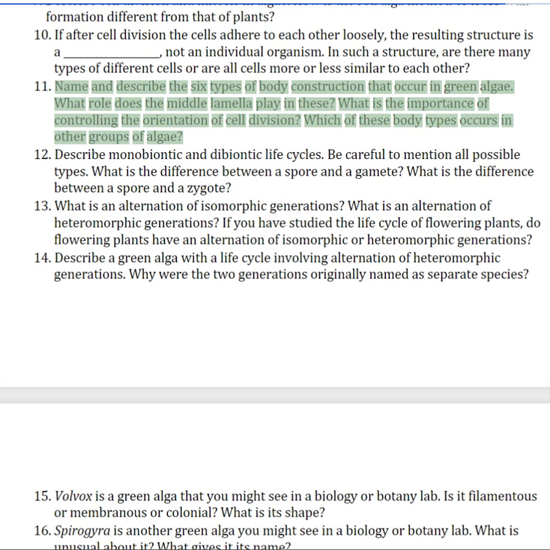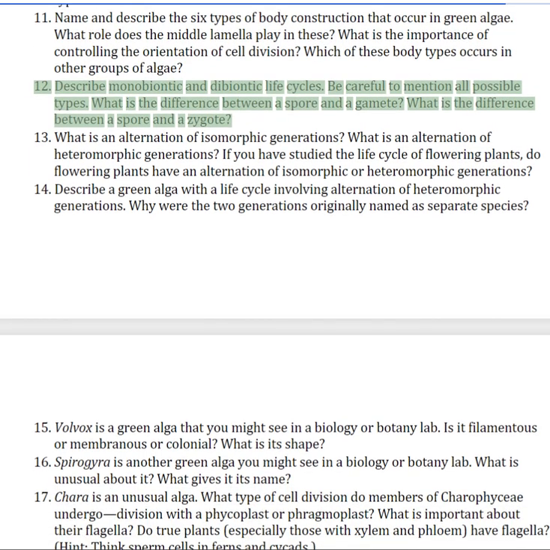What role does the middle lamella play in these? What is the importance of controlling the orientation of cell division? Which of these body types occurs in other groups of algae? 12. Describe monobiontic and dibiontic life cycles.